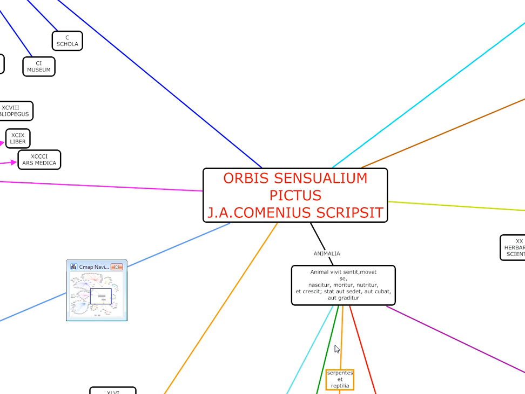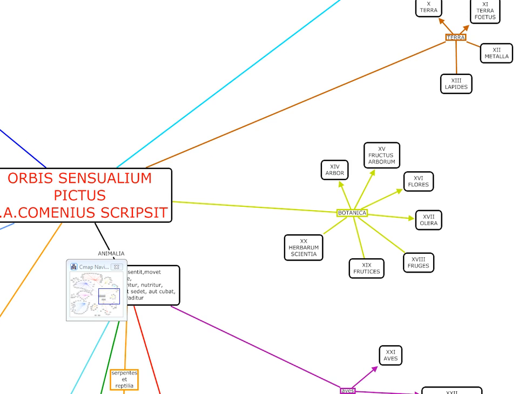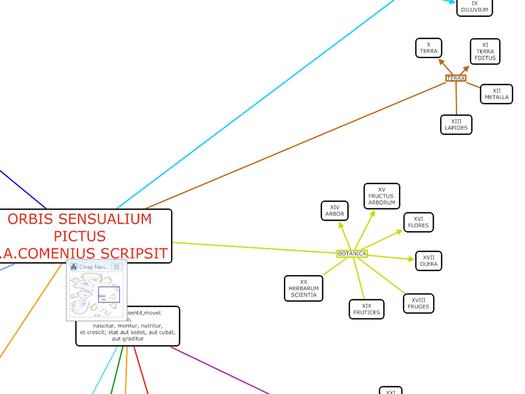This little video is going to walk you through the Orbis Sensualium Pictus, its structure. This is a book written by John Amos Comenius to teach 7-year-olds Latin, and the goal was to give his students, over a period of a few months, a working vocabulary so that they could start to learn a wide variety of Latin texts. This is their first text, the introductory school book, and it's structured in a very specific way.